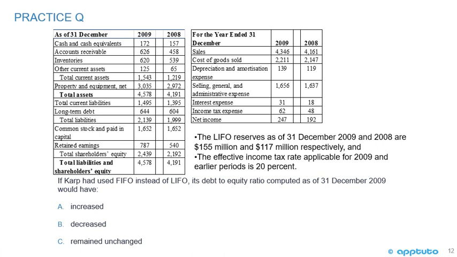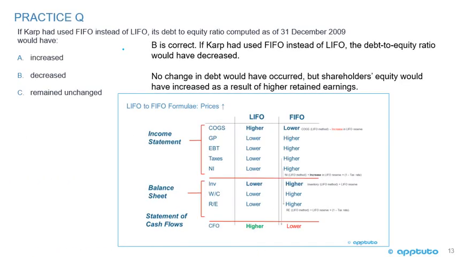And down to the last practice question for this LOS and this practice set. If CARP had used FIFO instead of LIFO, its debt to equity ratio, computed as of 31st December 2009, would have: A, increased, B, decreased, or C, remained unchanged? Okay, the correct answer is B. If CARP had used FIFO instead of LIFO, the debt to equity ratio would have decreased, okay? The reason is no change in debt would have occurred, but the shareholders' equity would have increased as a result of the higher retained earnings.